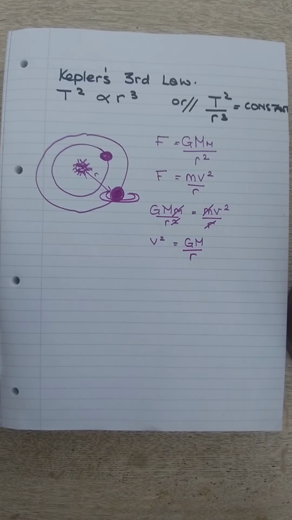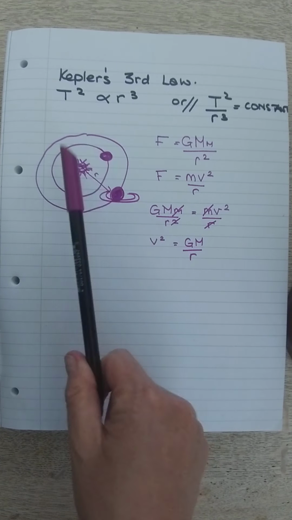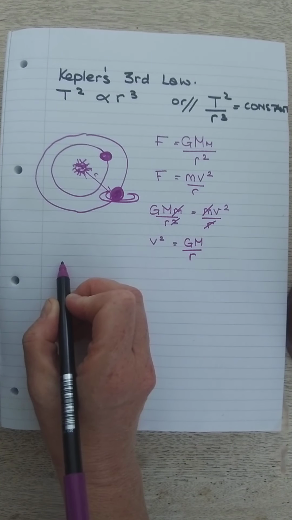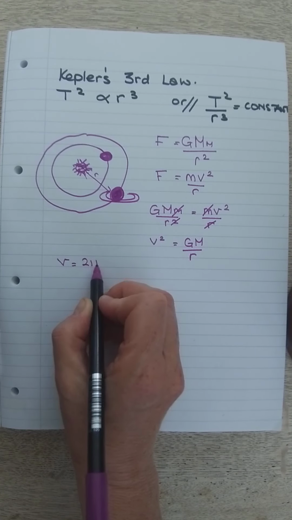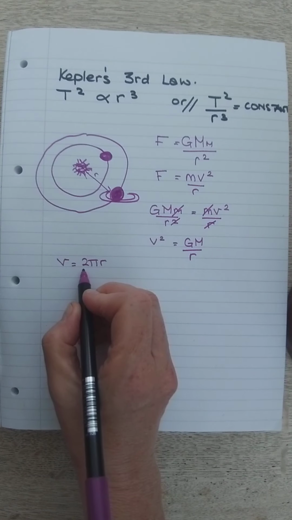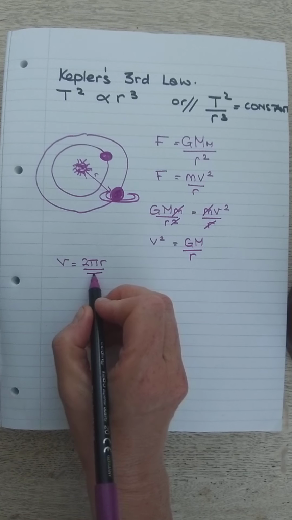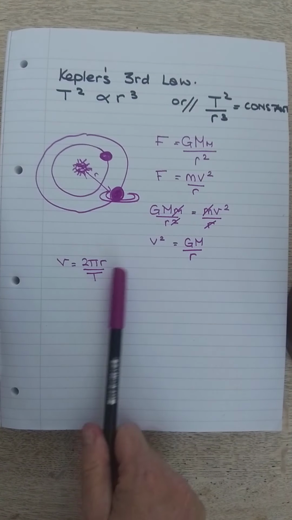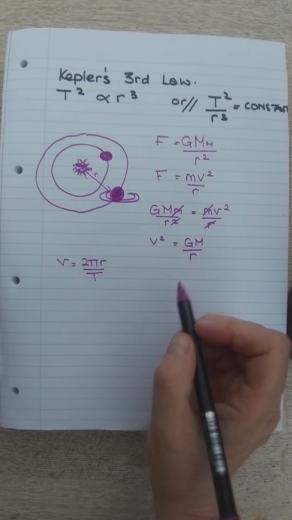Now, if we assume that these objects are going in circles, then we also know that if you wanted to get an expression for the speed of the object, we can say it's equivalent to 2 pi r, the circumference of the circle, divided by how long it takes to complete one orbit, which is the time period. And in the case of planets, it would be a year. So we can take this expression for v and we can substitute it into our formula.